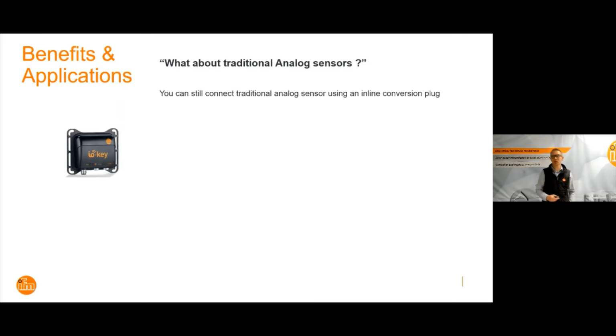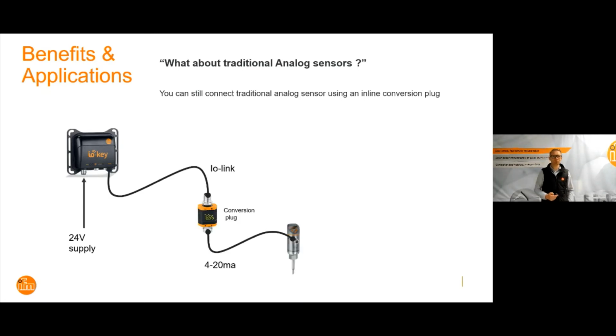How we do this, there's a few ways. One example is our inline conversion plug. We can take a 4 to 20 milliamp sensor, plug a little conversion plug in between the sensor and the Ioke, and convert the 4 to 20 milliamps to Ioke. The same applies for 0 to 10 volts or 0 to 20 milliamps. These conversion plugs are readily available in the market to do this for you.